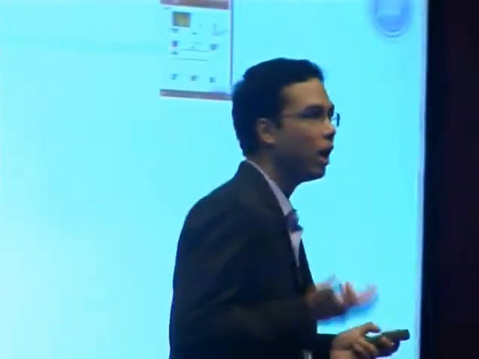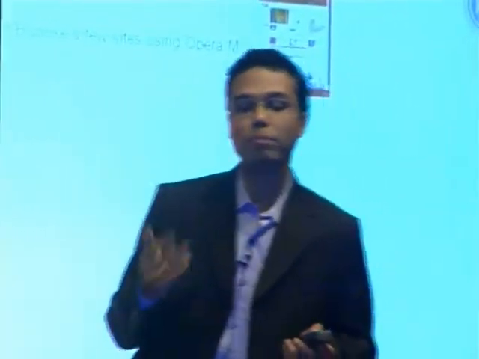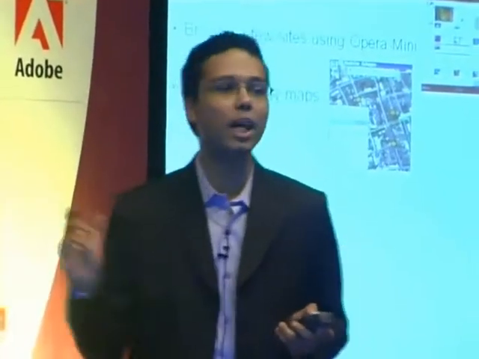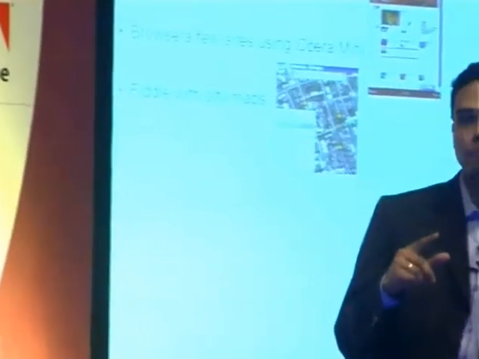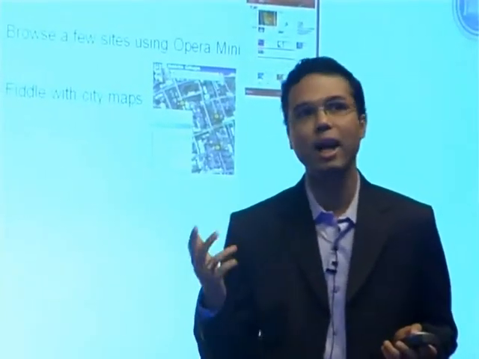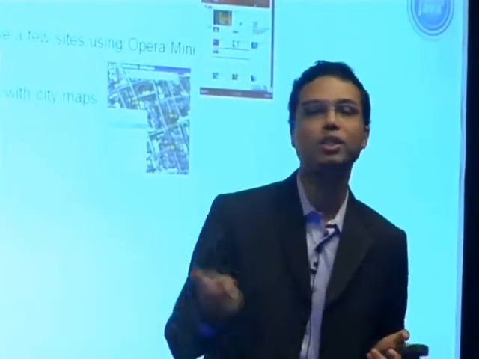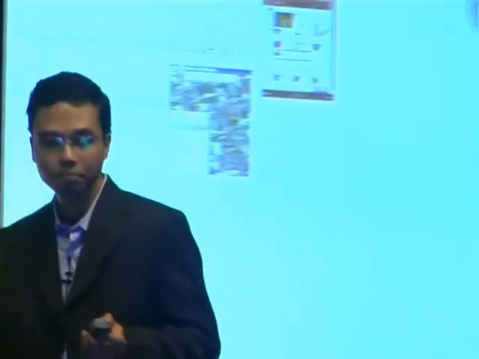Some sites I go and browse using Opera Mini. I have Opera on my PC, so I'm comfortable using Opera browser. So I browse few sites using Opera Mini. Then I fiddle with the city maps. I'm a Bangalorean, so I don't need a map to go around the city. But of course, I just switch on my application and see if the application shows me the right routes and shows me the right landmarks, etc.